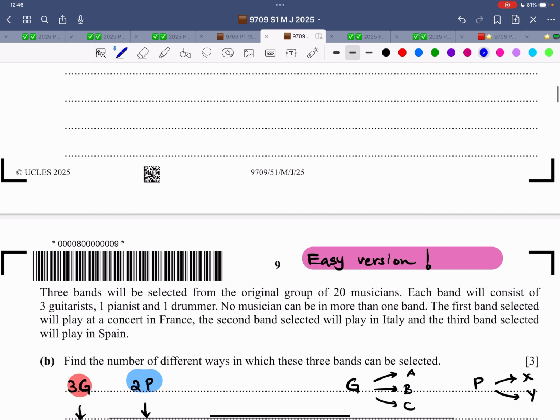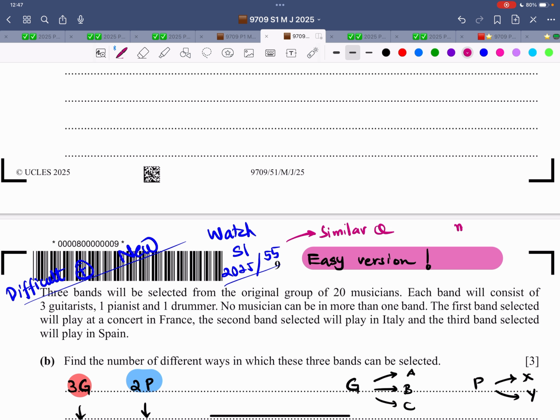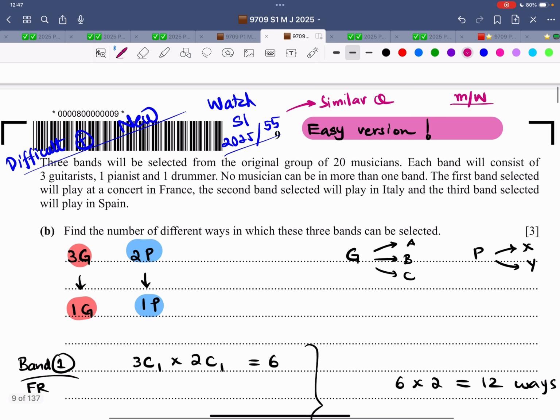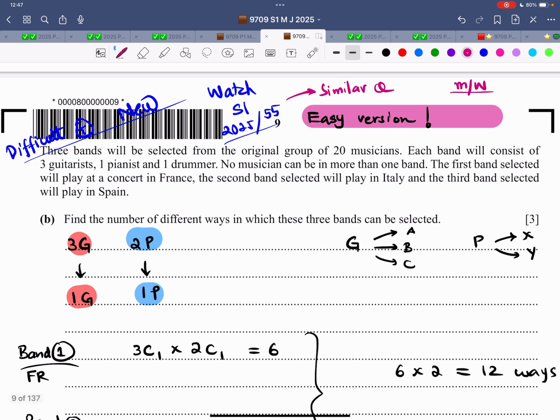Now, in this particular part B, this was kind of difficult and new. Now also watch S1 2025 variant 55. There is a similar question like this, and that is also a very nice question. It's about 3 teams of men and women, something like that. So also watch that thing. So now it says 3 bands are selected. Now what I've done is that first I have created my own version, the easy version. And how am I changing it? Just have a good look.